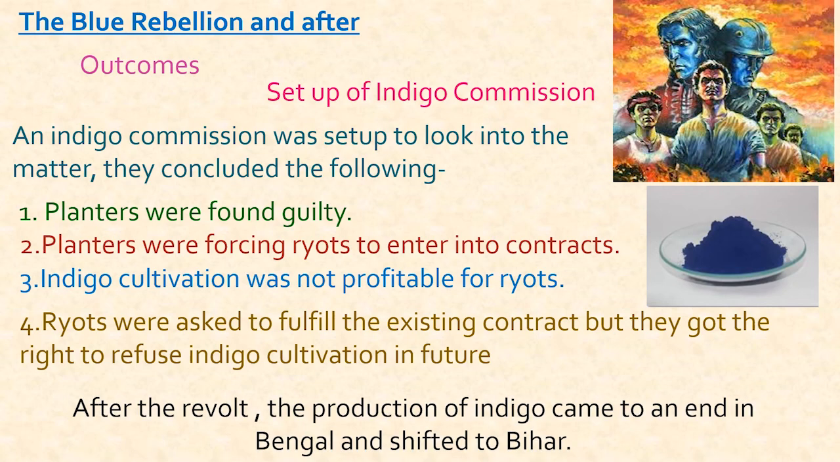After the revolt, the production of indigo came to an end in Bengal and it shifted to Bihar.